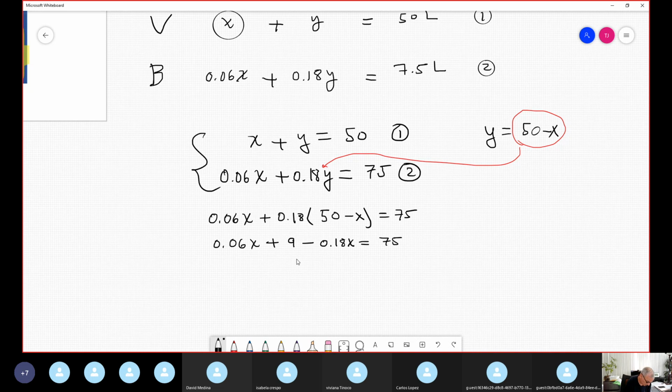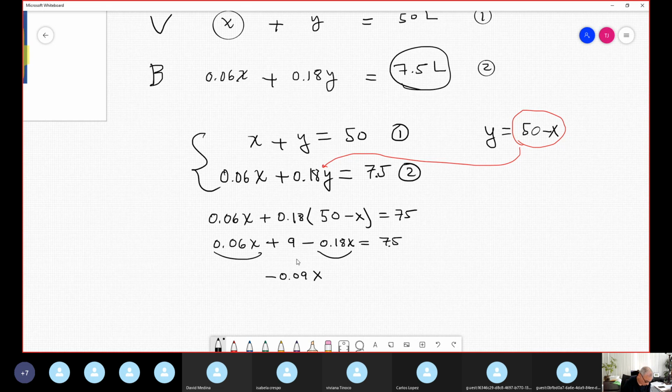Okay, let me see, I'm checking 0.18 is 0.18, yeah. Sorry, this is 7.5, no? I made a mistake, not 75, 7.5. Okay, good. Now combine like terms. I combine this guy and this guy together. Why not? Just 0.06 minus 0.18, so negative 0.12x.